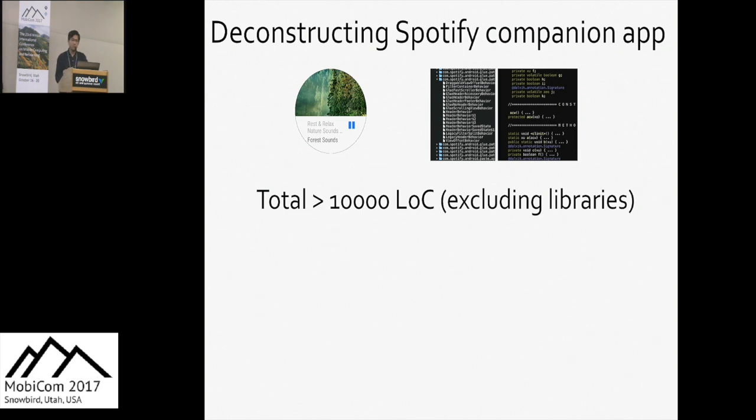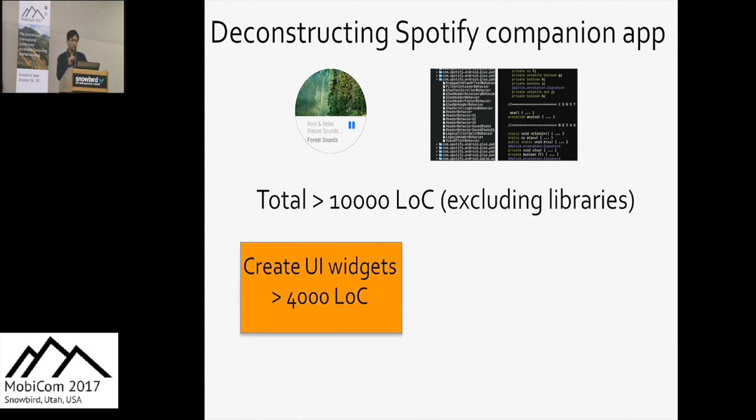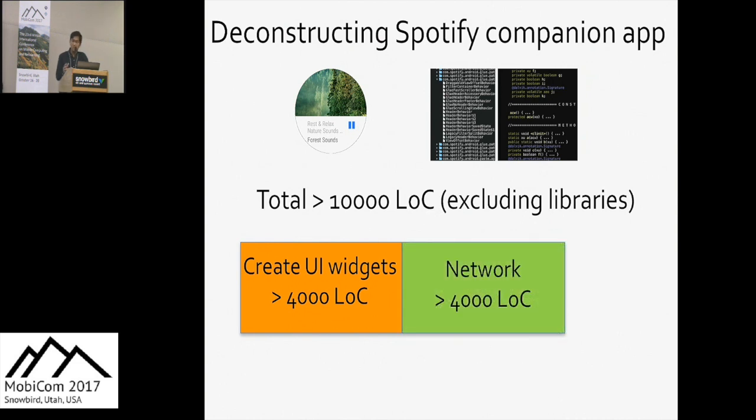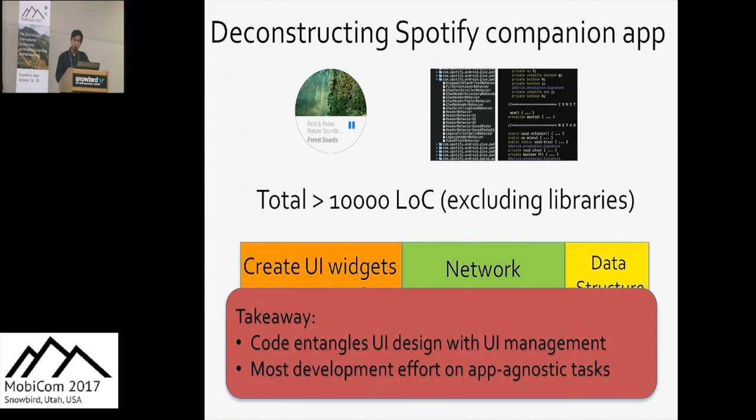We deconstructed the Spotify companion app to figure out what constitutes those 10,000 lines of code. The first part is for creating UI widgets, like creating the UI and design and doing UI updating when necessary, which takes up over 4,000 lines of code. The next part is for the network, for communicating user data between the wearable and the phone, which takes up over 4,000 lines of code as well. The next part is for data structures, where they define their own. So the takeaway is that most code entangles UI design with UI management, and most development effort is app agnostic. What I mean is that creating UI widgets and network communication can easily be separated out from the core app logic.